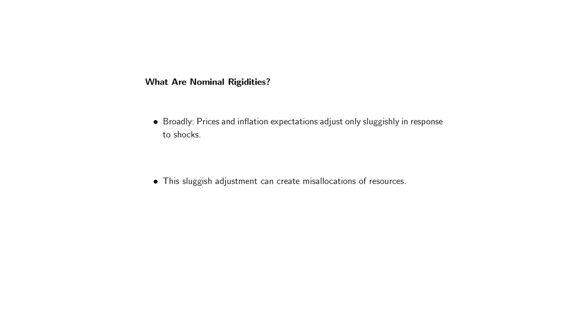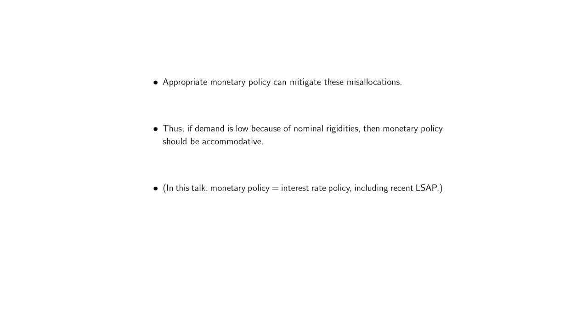Broadly speaking, the term nominal rigidities refers to the fact that prices and inflation expectations adjust only sluggishly in response to shocks. And this sluggish adjustment can end up creating misallocations of resources. Most obviously, if some prices are moving faster than others, that means there will be misallocation of resources across those various goods. Appropriate monetary policy can end up mitigating these misallocations. So for example, if demand is low because of nominal rigidities, because prices aren't adjusting sufficiently rapidly, then monetary policy should be accommodative.